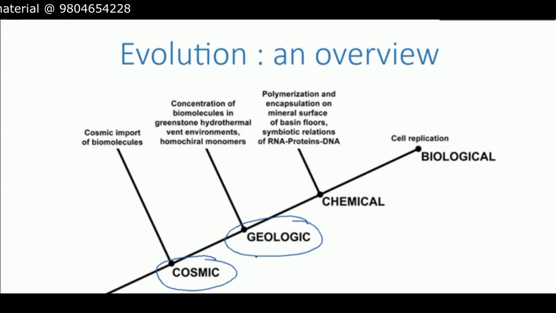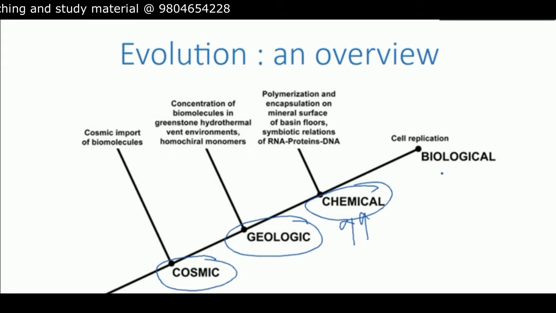And then the geological scale of evolution. Geological scale of evolution states the concentration of biomolecules in the greenstone hydrothermal vent environments, and different molecules with similar structures shared between them, known as homochiral monomers, and the production of all this. That is the geological scale of evolution. Then the chemical scale of evolution is the one which is very, very important and required for CSIR NET exam practice. Chemical evolution gives us insight into how exactly the primary environment of the earth helped to produce the early and first living organism of the earth.